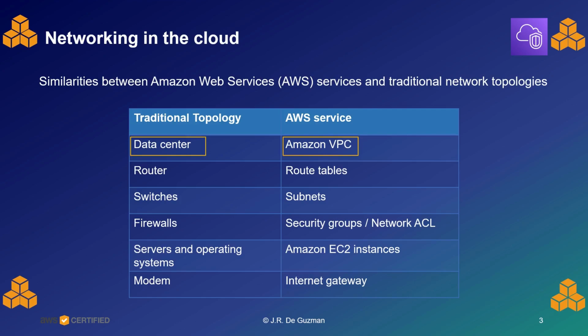Next, we have here the router. A router in a traditional environment has multiple functions such as filtering packets, routing traffic, and storing them in a route table. In AWS, the service that most closely resembles a router is a route table, where the owner inputs routes within the VPC.